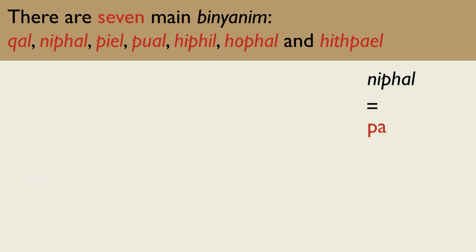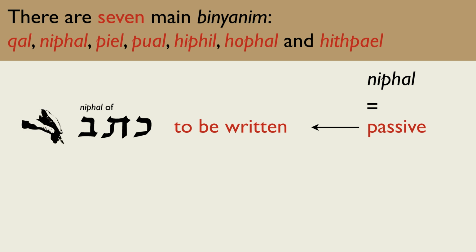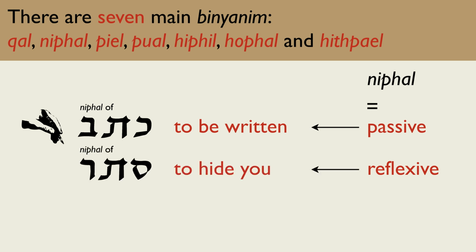The nifal can have a passive meaning. So, while the kal of kaf tof base means to write, the nifal means to be written. The nifal can also have reflexive meaning. So the nifal of the root samach tof resh means to hide yourself.